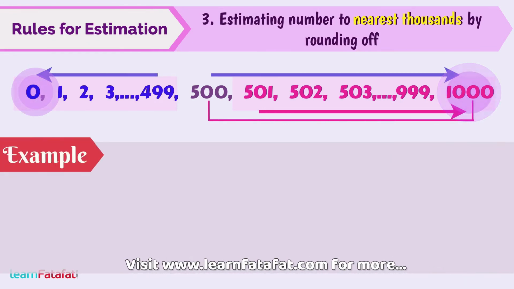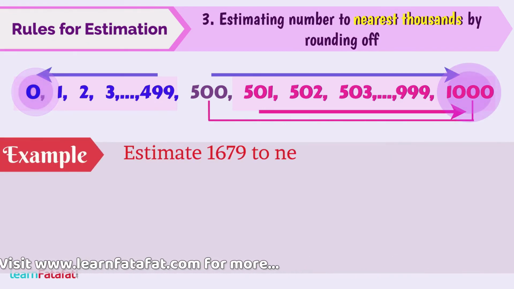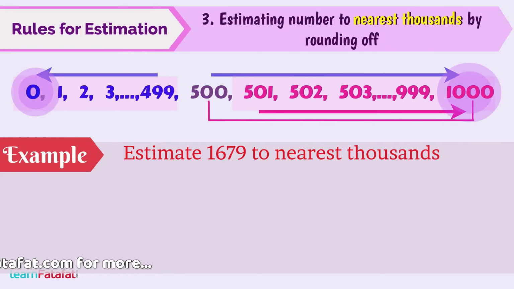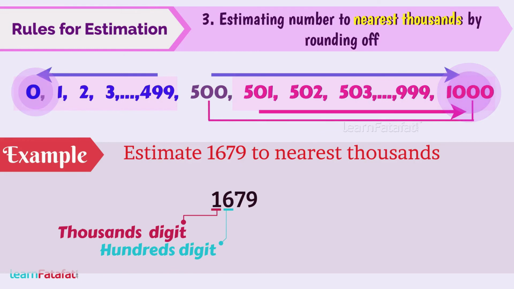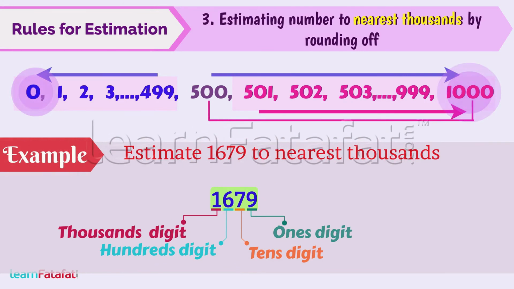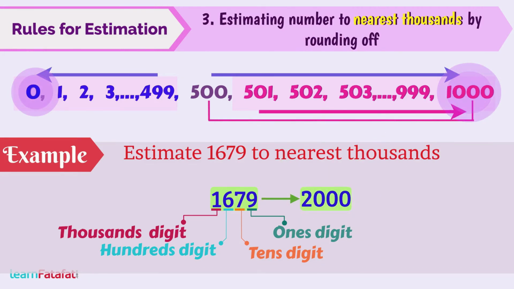For example, let's estimate 1679 to the nearest thousands. Here, notice the thousands, hundreds, tens and ones digits. It makes the number 1679. The nearest thousand of 1679 is 2000. So, 1679 can be rounded off to 2000.